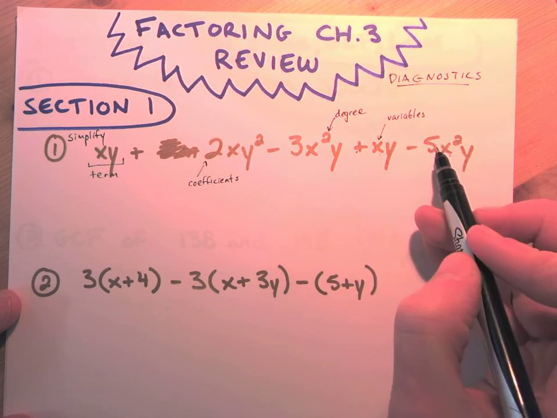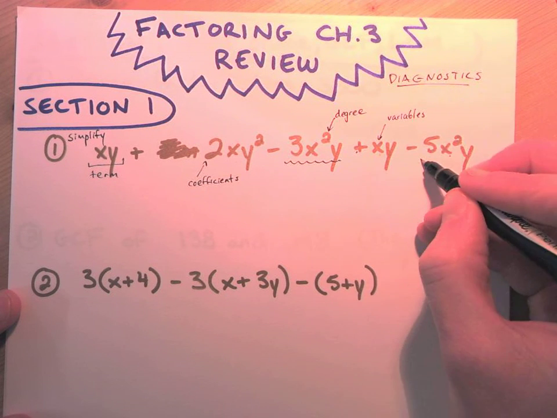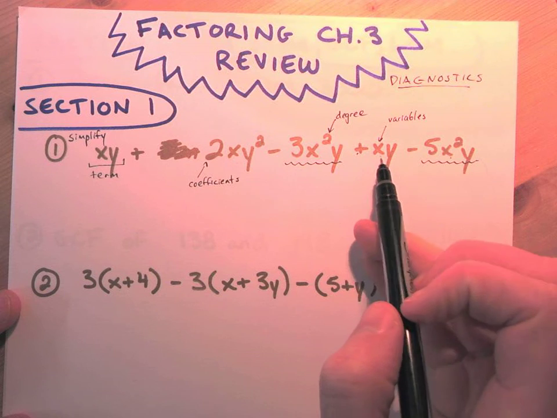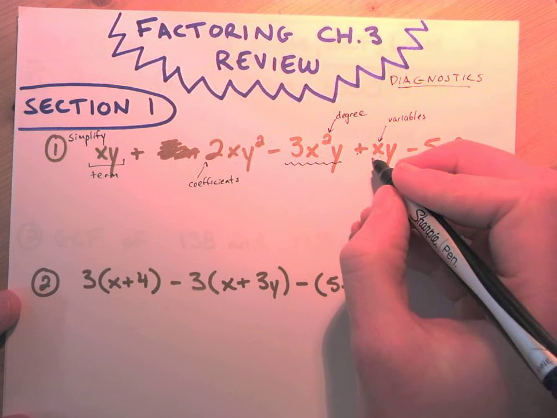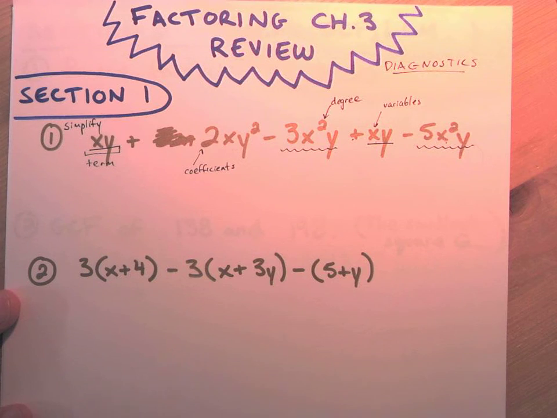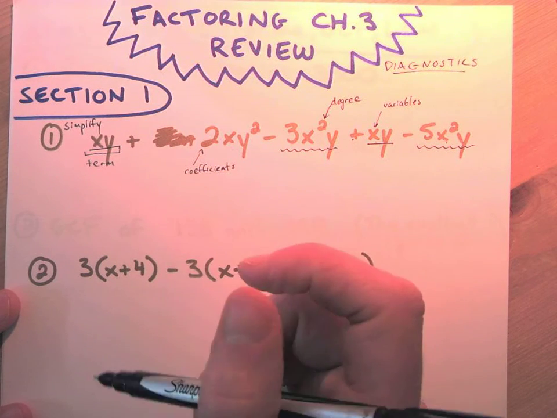Okay, the number doesn't have to be the same. So I'm going to put a little squiggly line and a little squiggly line under those two. Okay, I know I can join those two together. I look here, I have an xy, and over here I have an xy as well. Okay, so I'm going to put a straight line under those two. Okay, because I know I can join those two together. And then I'm left over with one odd one out that can't join with anything, and that's okay.